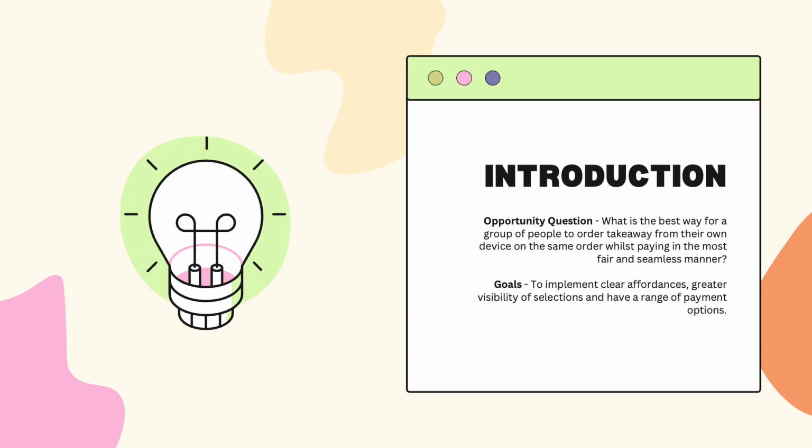The opportunity question I developed is, what is the best way for a group of people to order takeaway from their own device on the same order whilst paying in the most fair and seamless manner? My goals were to implement clear affordances, greater visibility of selections, and have a range of payment options allowing users to pay fairly, catering towards my persona's demographic.